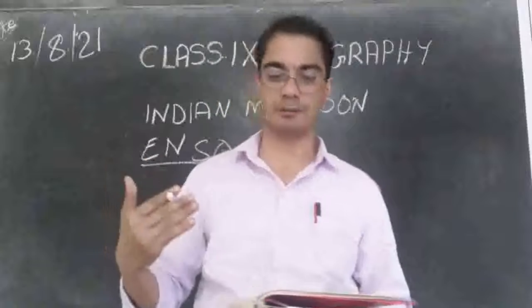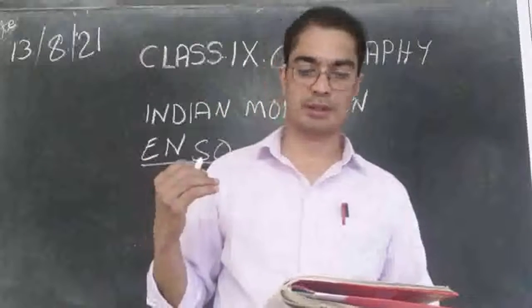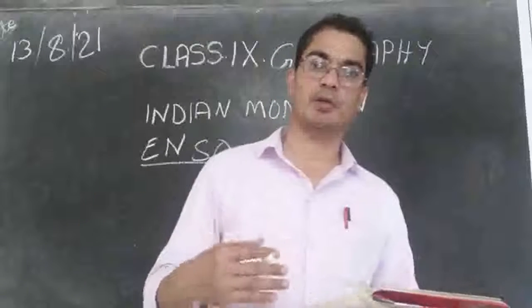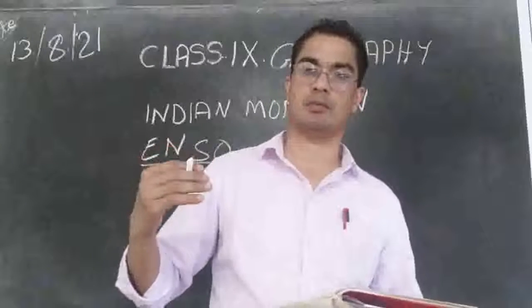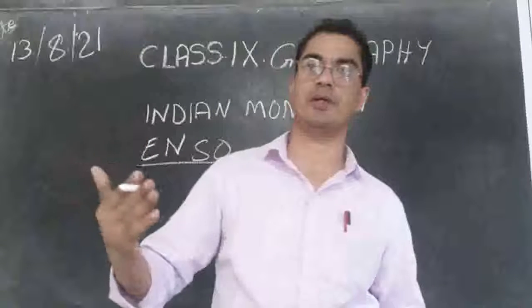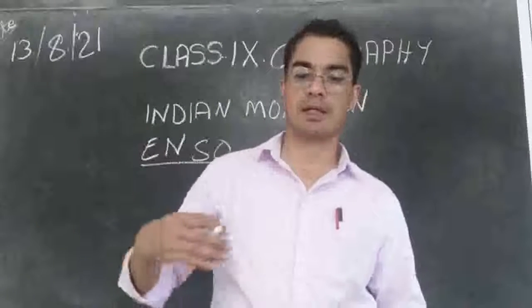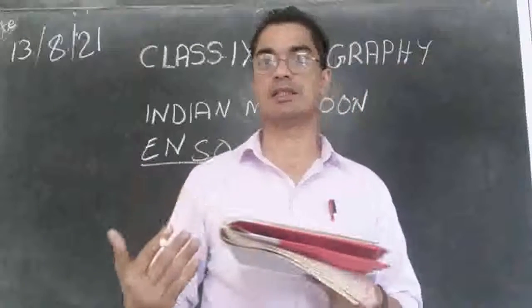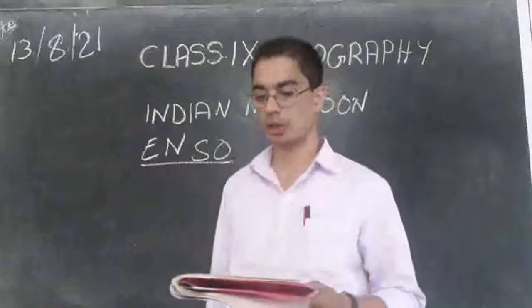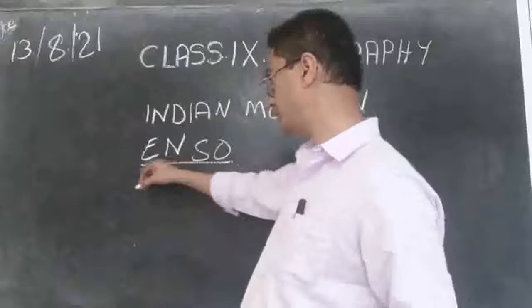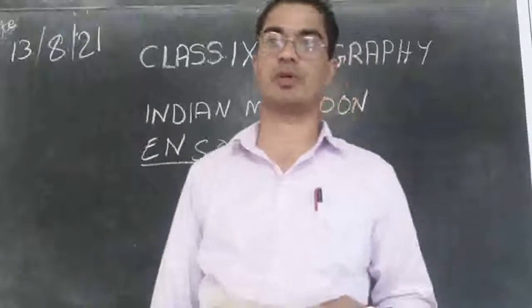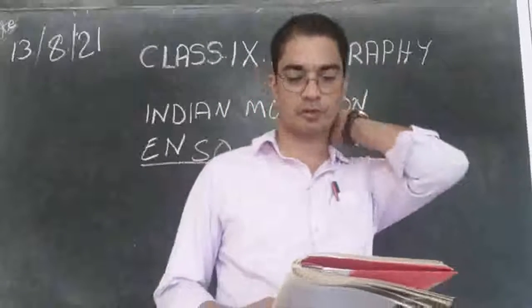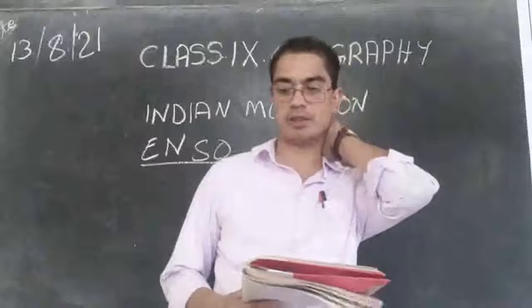Sometimes normally it is a warm current. But after a gap, or after 2 years or 3 years, or even after 4 to 5 years, suddenly this warm current becomes a cold current. So there is a change of temperature. That is called El Nino. So together we call it ENSO. El Nino and Southern Oscillation are put together.